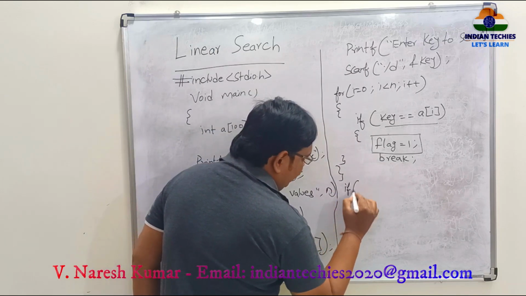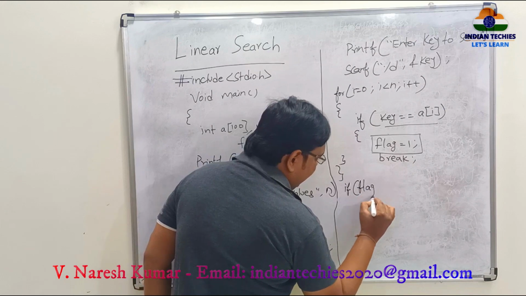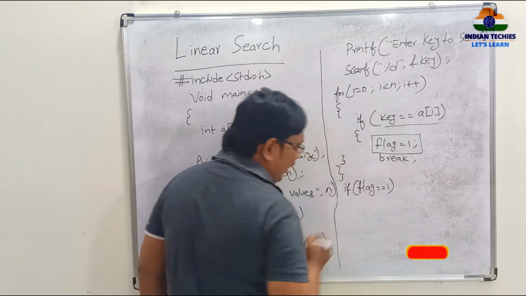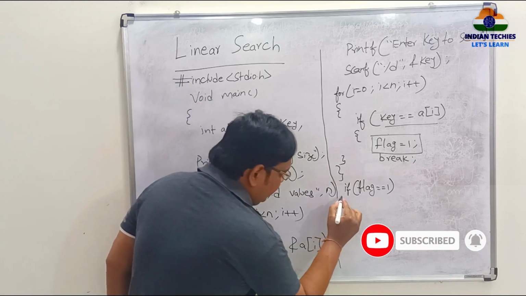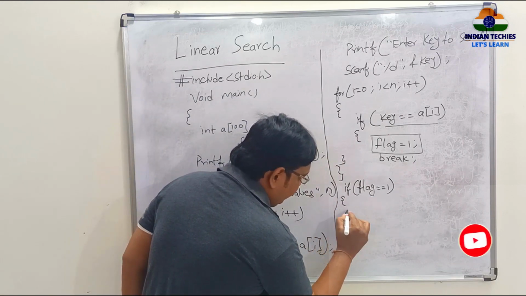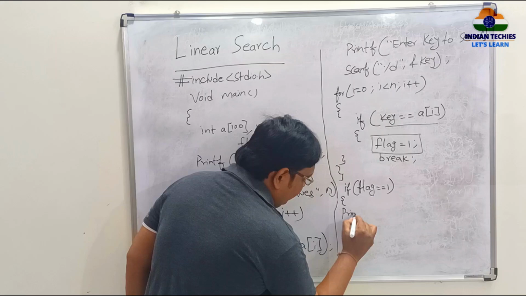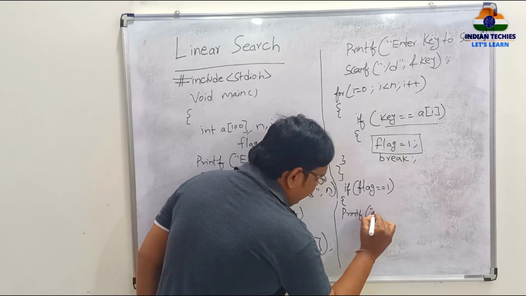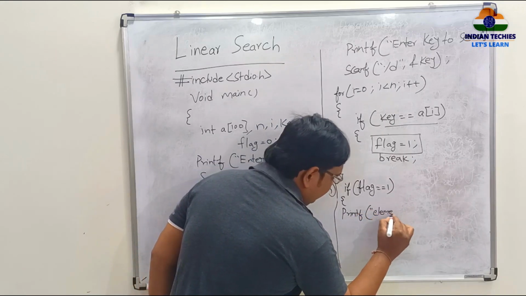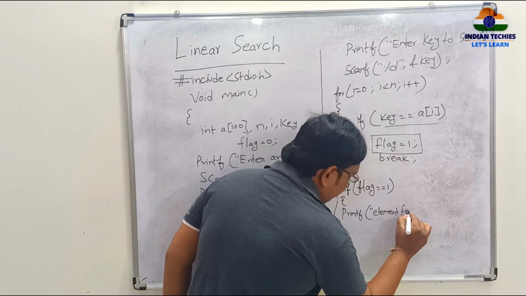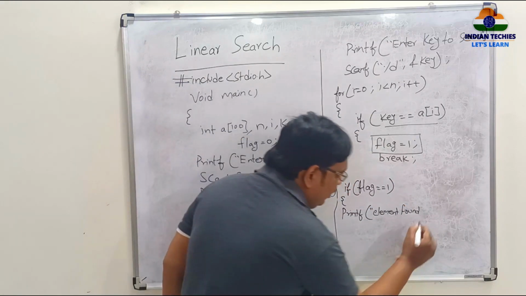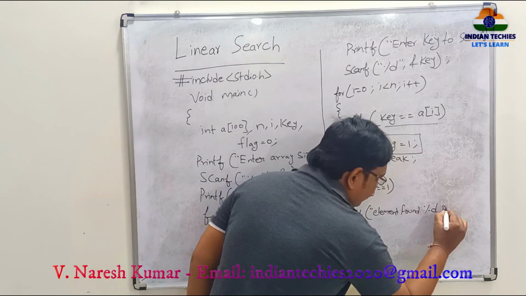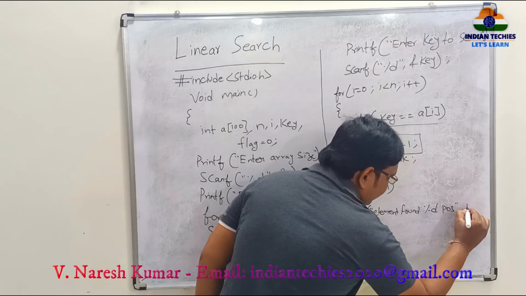If your flag is equal to 1, what is the meaning? As per this, your element is found. That is printf "element found". So where has it been found? At %d position. What is that position?